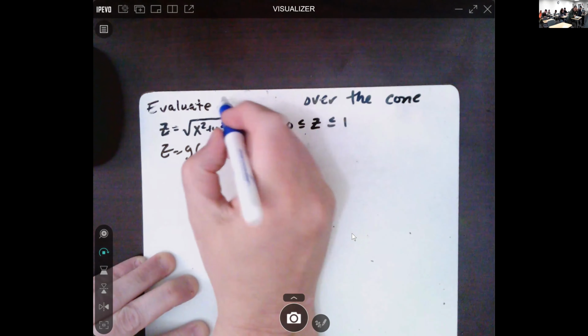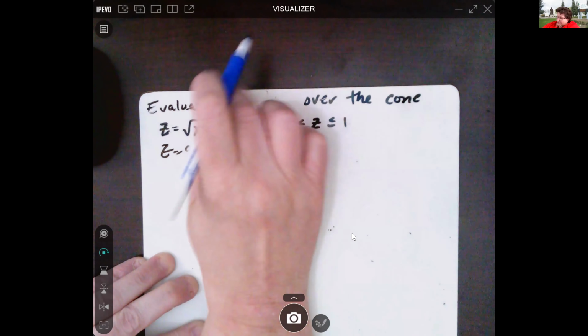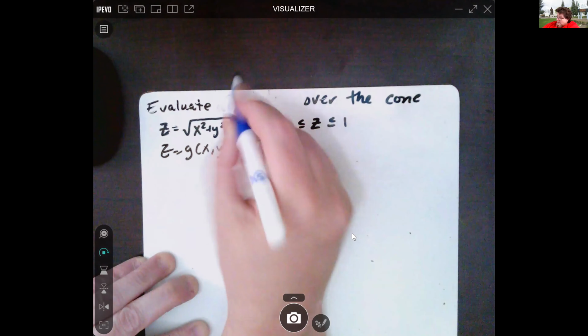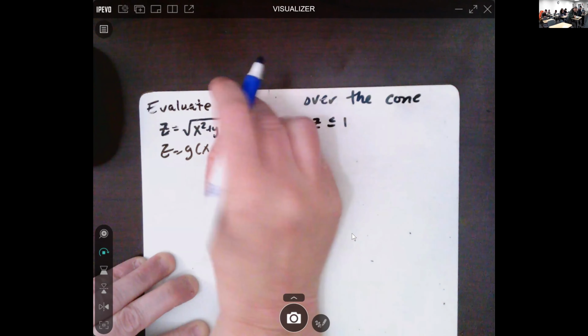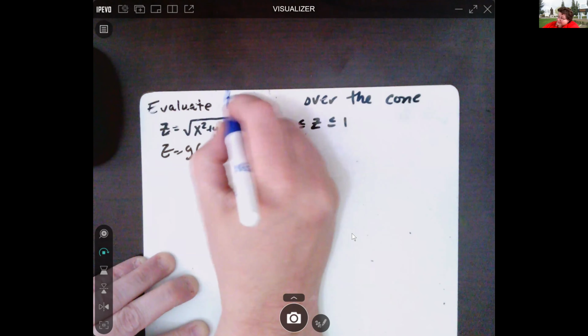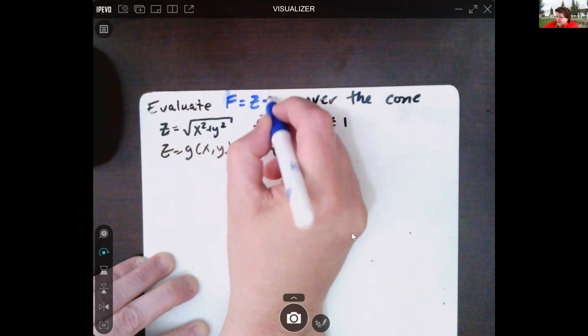Okay. When we're doing surface integrals, we're not doing vectors. I keep trying to write a vector over it. Z minus x. Oh my god.